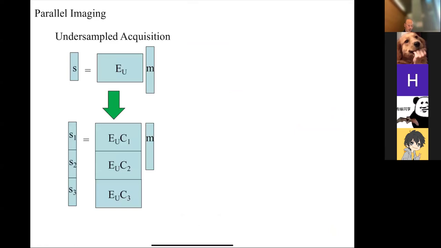So the idea is we take advantage of the fact that we don't just have one coil, we have multiple coils, right? This is an underdetermined set of equations, but we actually have multiple coils, each one with a coil sensitivity here, C1, C2, C3. And now I've gone from underdetermined to overdetermined. So now I can have a solution that minimizes the error of this estimate. And there's going to be a unique solution for that least squares estimate.